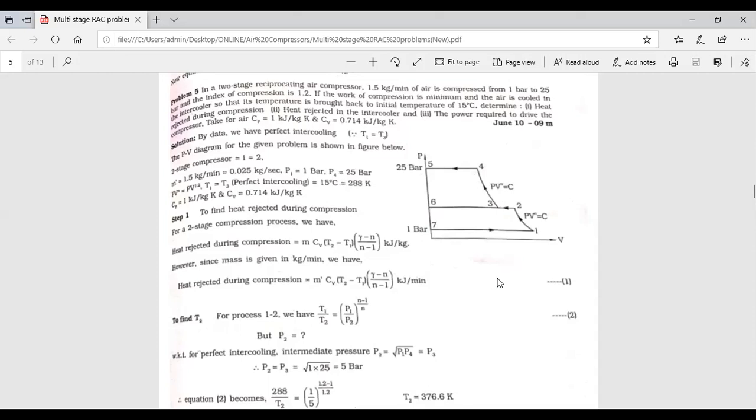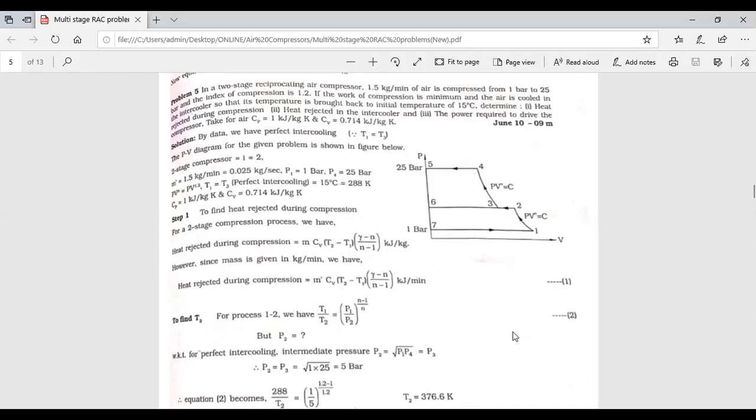In the previous problem, we found the intermediate pressure. In this problem, how much heat is rejected? We have to find that concept. In this problem, they have given clearly: take the Cp value of air as 1 kilojoule per kg Kelvin. Otherwise you have to assume 1.005, both are the same. And Cv, instead of 0.718, they have given the value as 0.714.